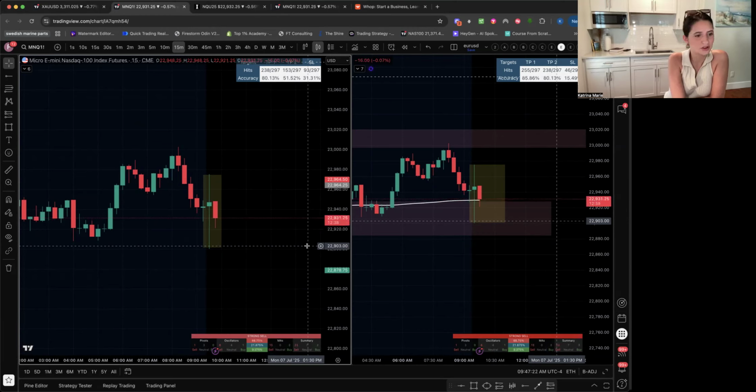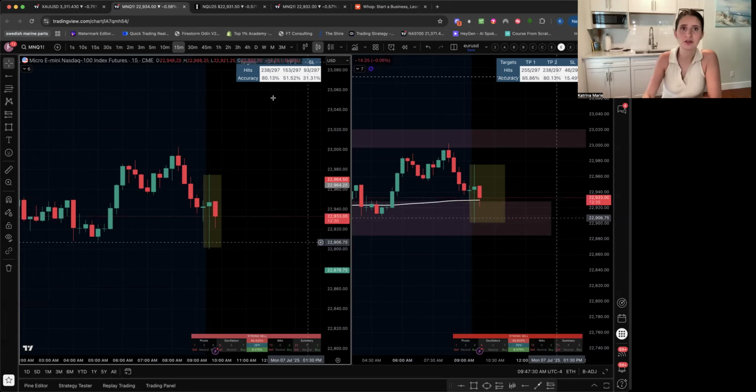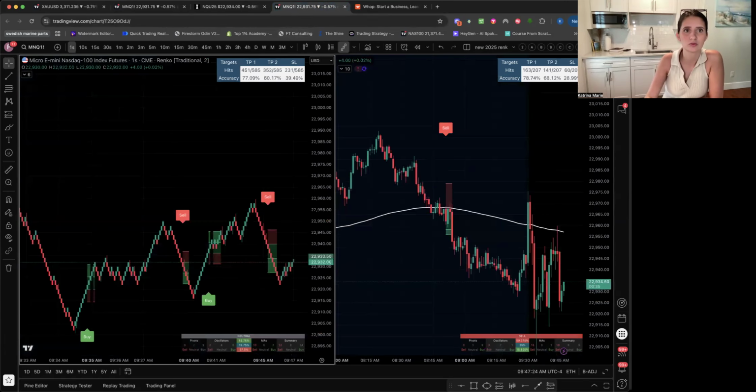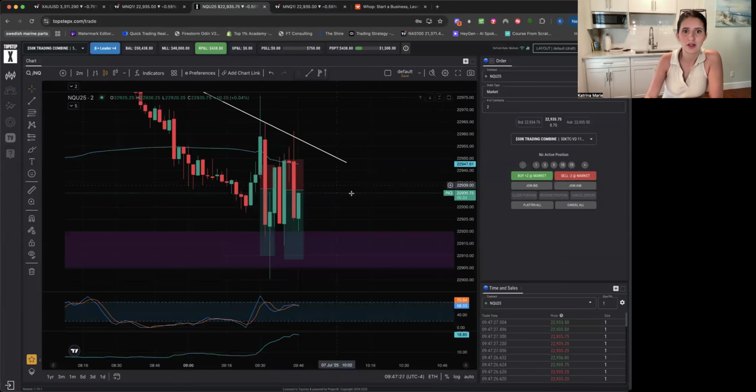I want to see a break somewhere. Setting up my other accounts on my other computer. We're still up $438 on the day. That's still amazing.